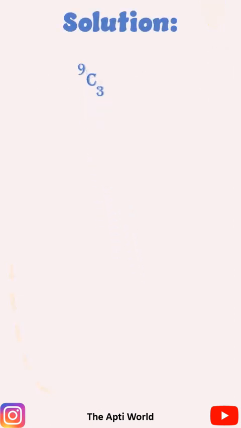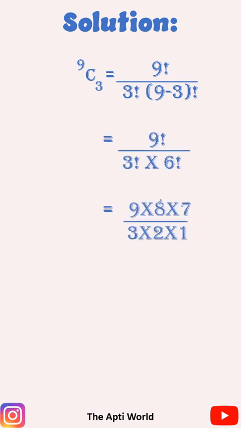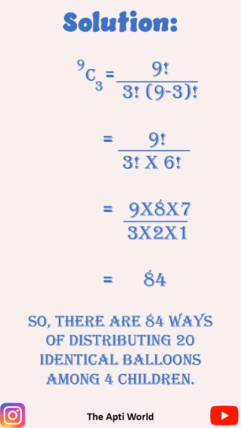Now, to solve this we will use 9C3. If you want to know the reason, please click on the I button and check out our natural number video. So, 9C3 is equal to 9 factorial divided by 3 factorial times (9 minus 3) factorial, which gives us the answer 84. So, there are 84 ways of distributing 20 identical balloons among 4 children.